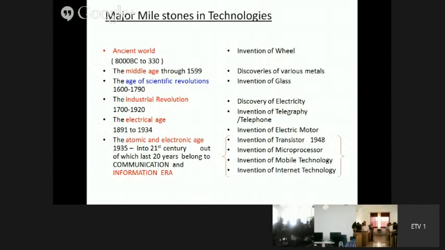And then came the automatic and electronic age. This is how control and automation are emerging. In this era, 1935 into the 21st century, of which the last 20 years belong to the communication and information era, we have good inventions like the invention of the transistor in 1948. Of course, in between you had thyristors, IGBTs, etc. We had the invention of microprocessors, of mobile technology, and further of internet technology. So this is how modern control has taken place and automation has reached this sphere.